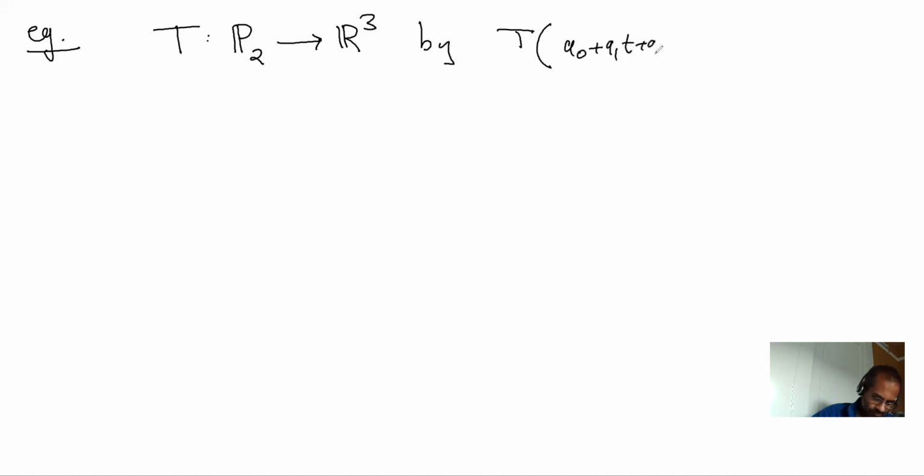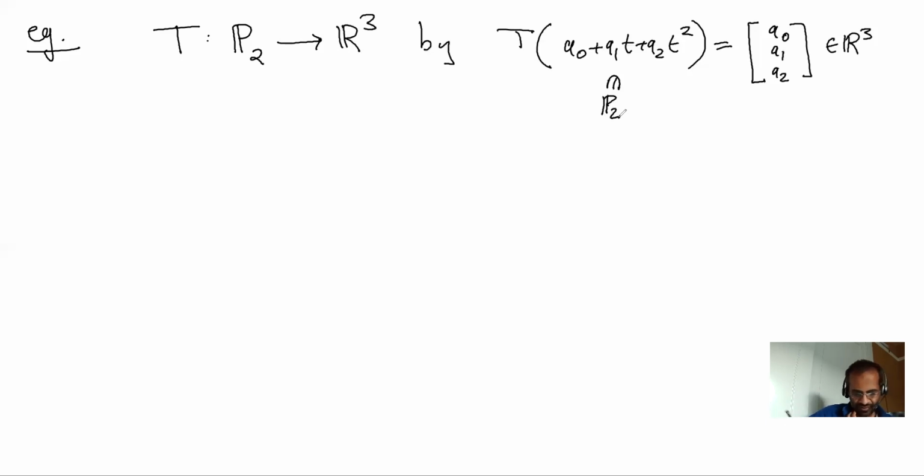Let's consider the map going from P2 to R3. These are two different vector spaces. The map T takes a polynomial and all it does is write the coefficients in a vector. So this input was in P2, and the output is in R3. That's a linear transformation. You can check. And you can check it's one-to-one and onto. I won't do it here.